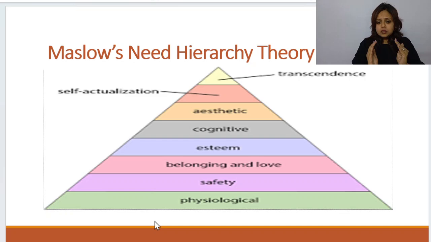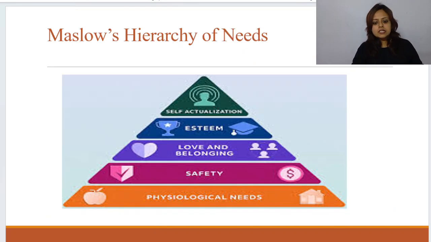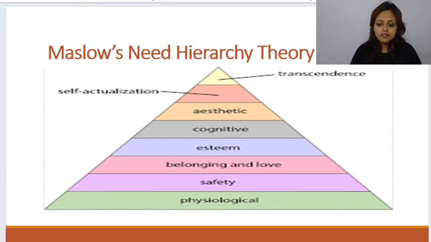So what we saw over here is that initially Maslow came up with these 5 needs, which are physiological, safety, love and belongingness need, esteem need and self-actualization need, and these needs were given in the year 1943. But later on, Abraham Maslow added 3 more needs in the year 1970 that include the transcendence need, cognitive need and aesthetic need.